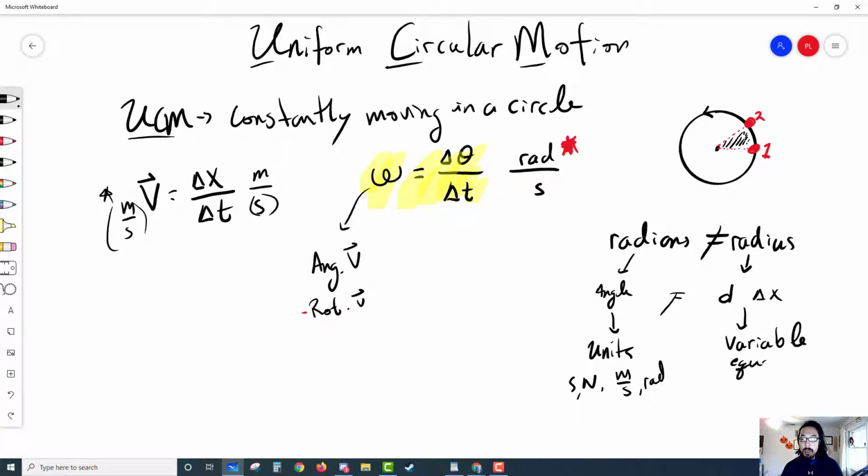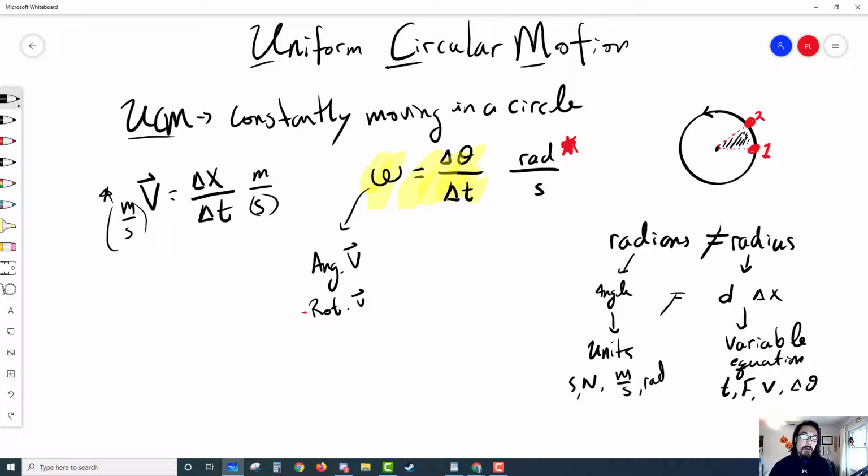These are what we use in the equations, and the variables are what we use to replace numbers. Instead of seconds, we would have time. Instead of newtons, we would have force. Instead of meters per second, we would have velocity. And instead of radians, we would have delta theta.